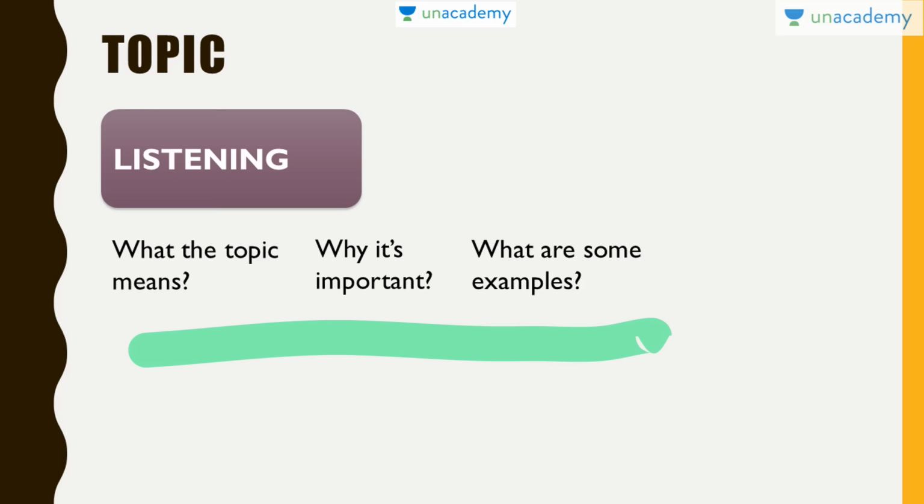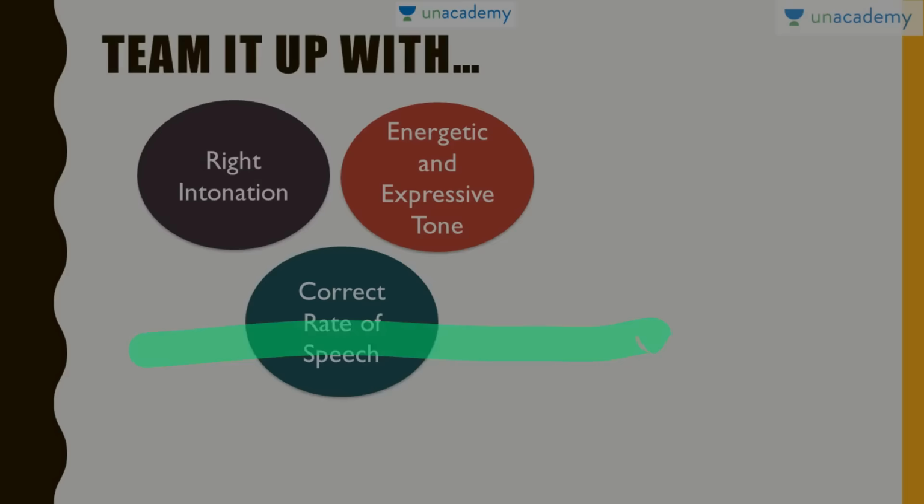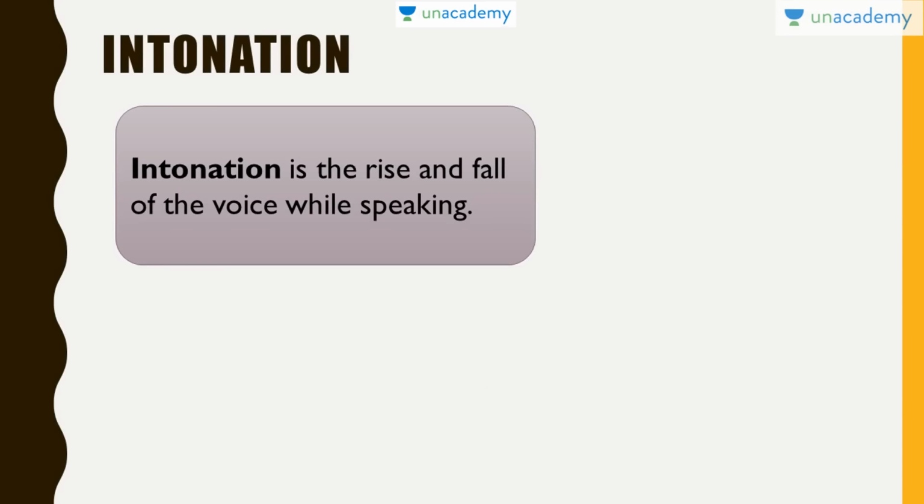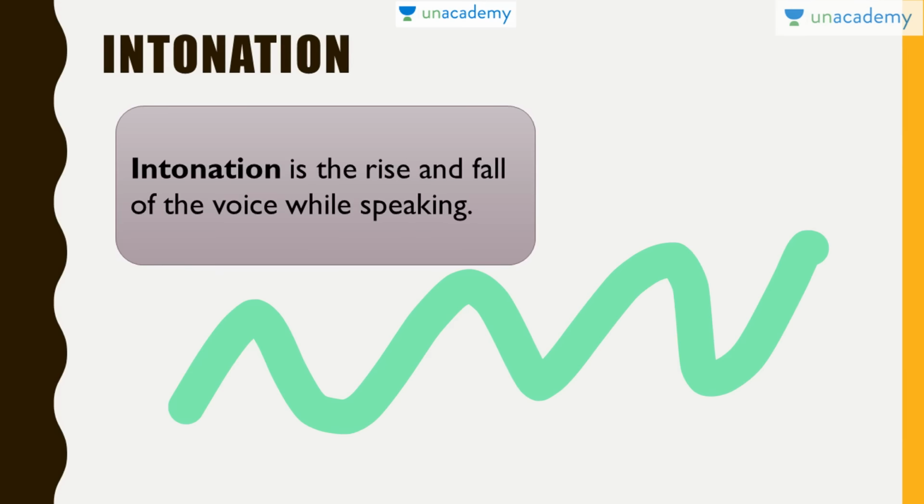And then it's not just about talking. You also need to team up the topic that you're speaking about with the right intonation, an energetic and expressive tone, and the correct rate of speech. Let's discuss these in detail. What is intonation? Intonation is the rise and fall of your voice while speaking. This is exactly what's going to make you sound human and not like a robot. If you have to see an intonation pattern, it goes like this. That's how your intonation pattern looks when you're speaking like a human being and not like a robot.